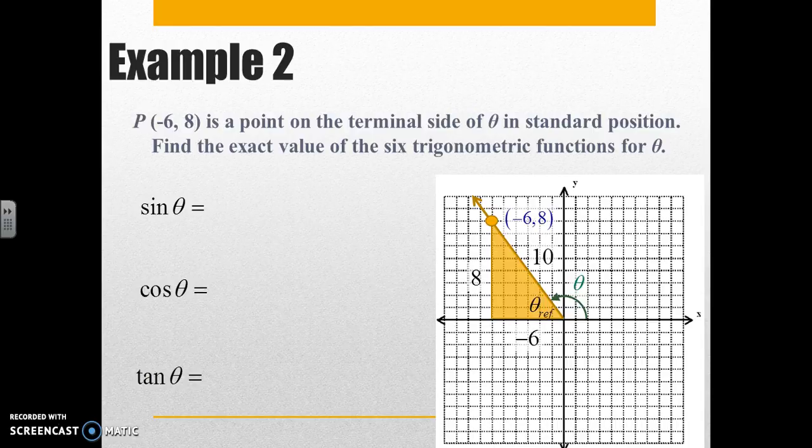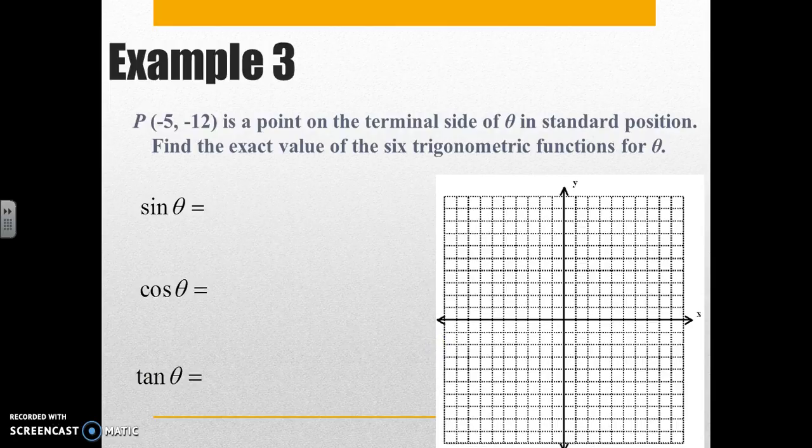And now we can go right through our awesome trig values. My opposite being 8, my hypotenuse 10, so it's 8 over 10, which reduces to 4 over 5. My cosine, adjacent over hypotenuse, well, negative 6 over 10 reduces down to negative 3 over 5. And lastly, tangent, which is our opposite 8 over our adjacent negative 6, so negative 4/3. Not too bad. Let's try one more.